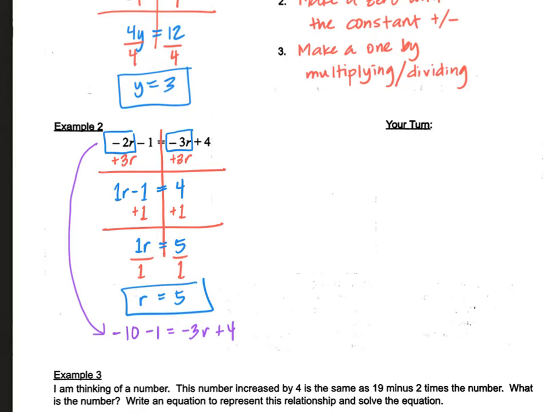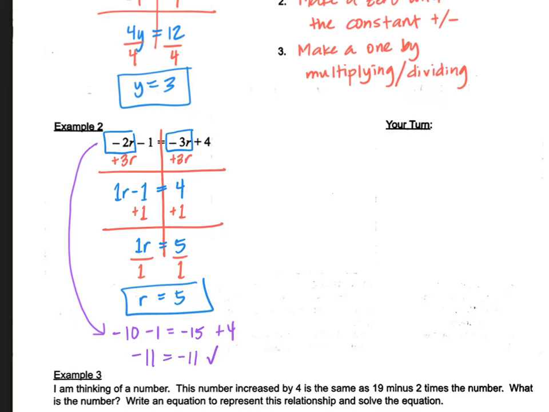And then negative 3r is negative 3 times 5, which would give us negative 15. And we would just want to see if these are equal. Well, negative 10 minus 1 is negative 11. And then negative 15 plus 4 is also negative 11. Okay, so that checks.